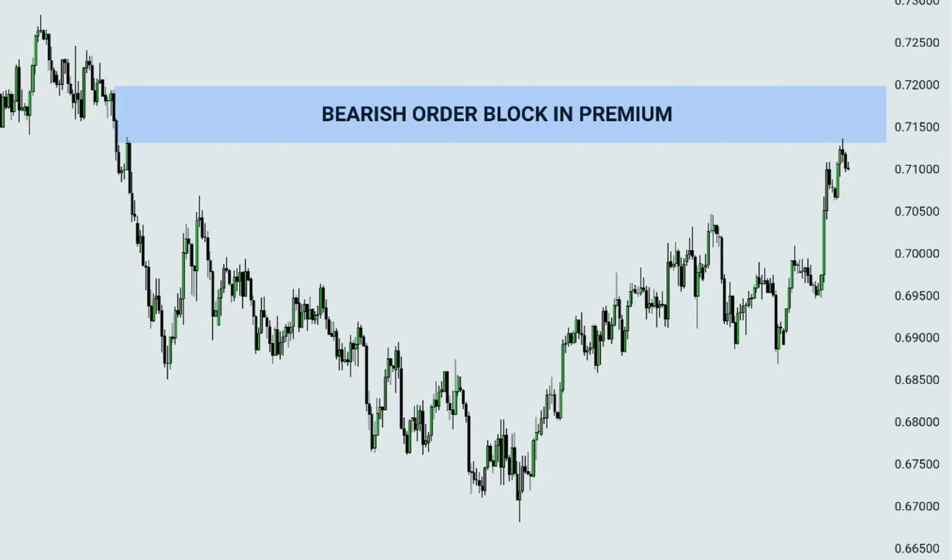When price revisits the order block, we do not assume reversal. We observe how price reacts. In this case, we see rejection and a failure to continue higher, signaling that supply is being respected. This reaction aligns with a higher timeframe bearish structure and confirms that price is now positioned to move lower.